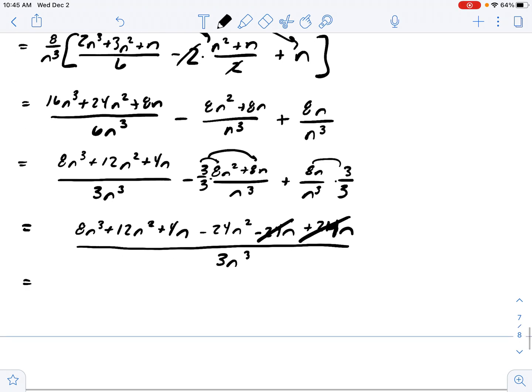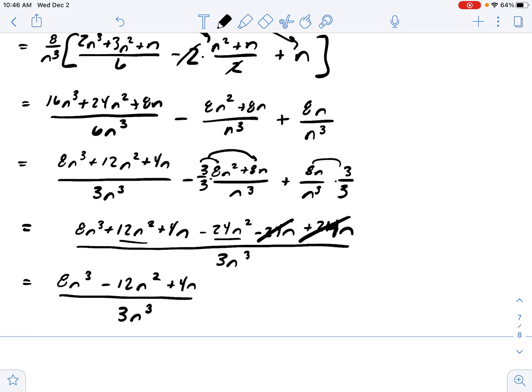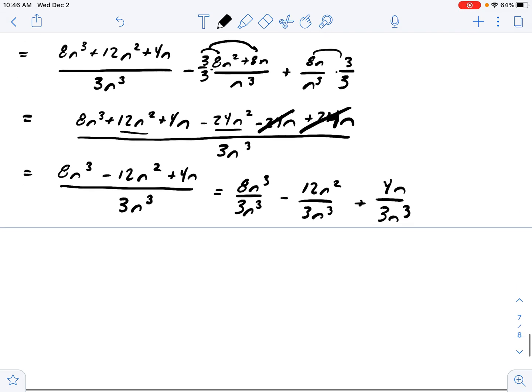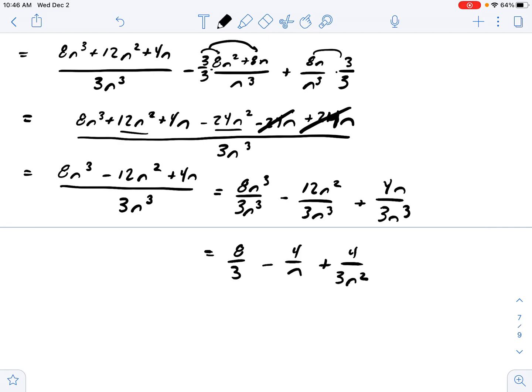Look, those 24n's are gone. Okay? And what do we got? We're left with 8n cubed, 12n squared minus 24n squared is minus 12n squared, plus the 4n all over 3n cubed. And if we want to rip this apart term by term, we can simplify and we end up with, it looks like, 8/3 minus 4 over n plus 4 over 3n squared. There is our lower sum.